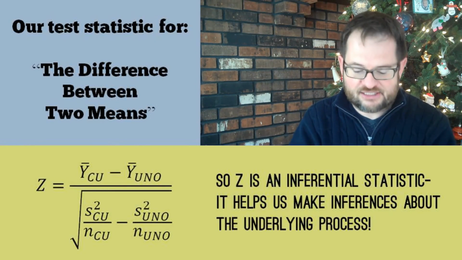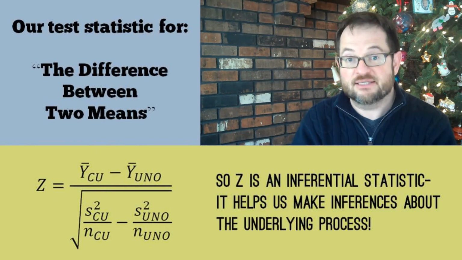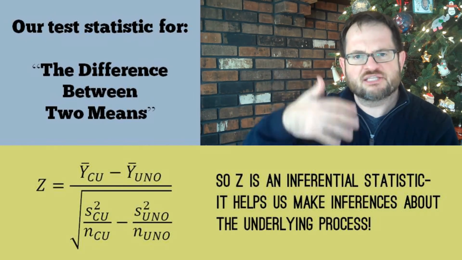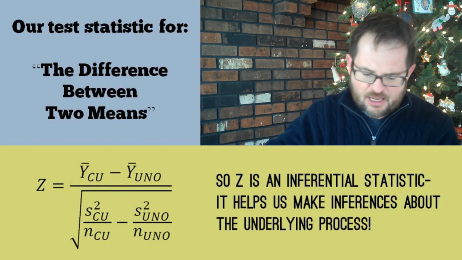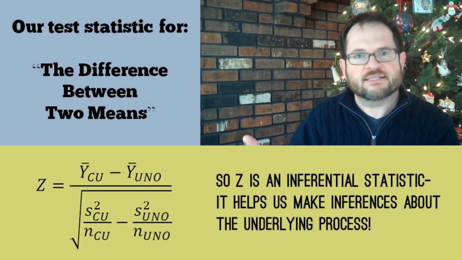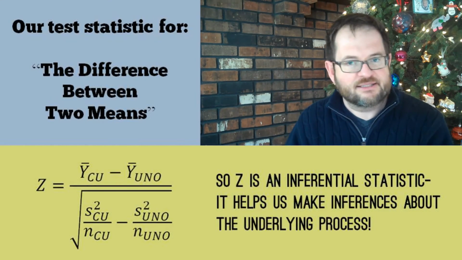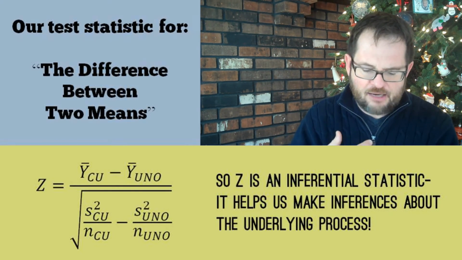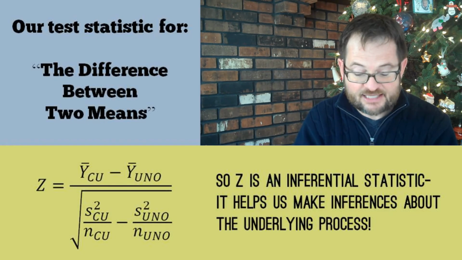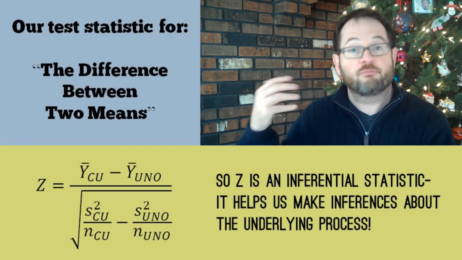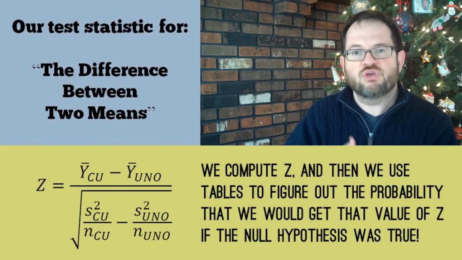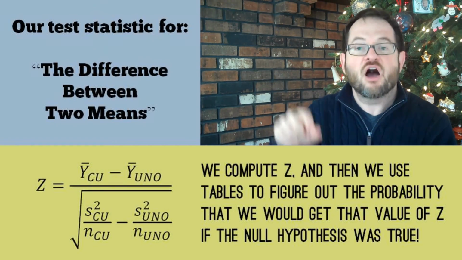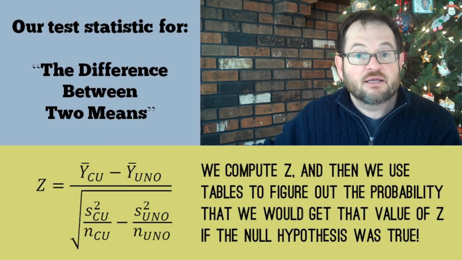It's an inferential statistic. It's going to help us make inferences. Remember, inference means that we are reaching conclusions based on observation and reasoning. It's going to help us make inferences about the underlying process. In this case, the process being whether one group or the other is taller. Okay. It's a statistic that's helping us make that decision. We compute the value of Z, and then we use tables to figure out the probability that we would have gotten that value of Z under the null hypothesis.